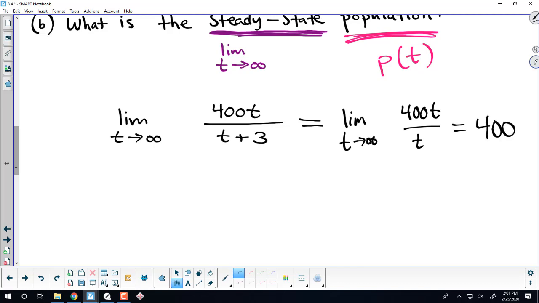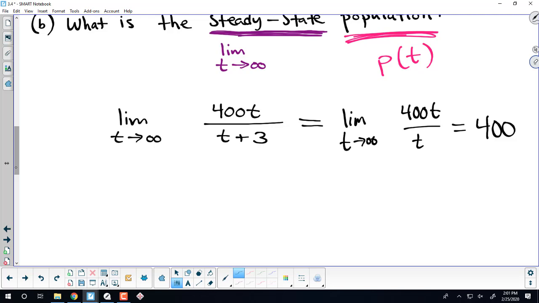What does that mean? 400 million people are going to get... No, wait, is it cells? Yeah, cells, right? 400 million cells. Because population was measured in millions, so this represents 400 million. That just means after indefinitely, the population will reach 400 million, and it won't go higher than that.